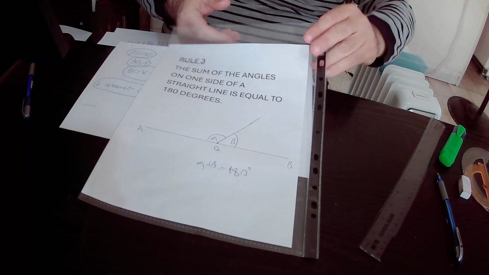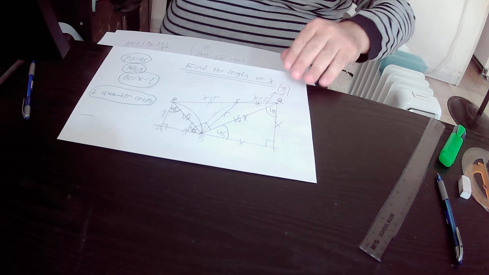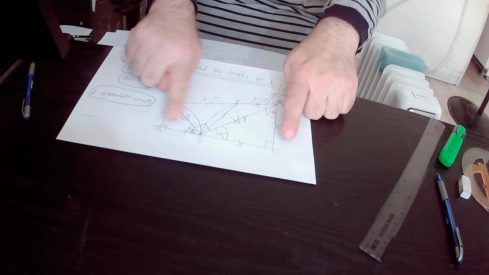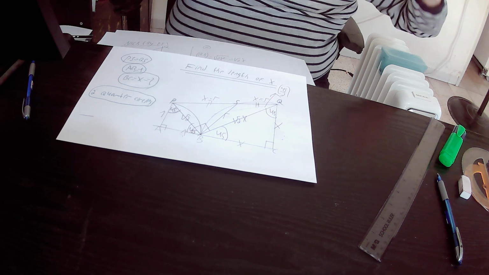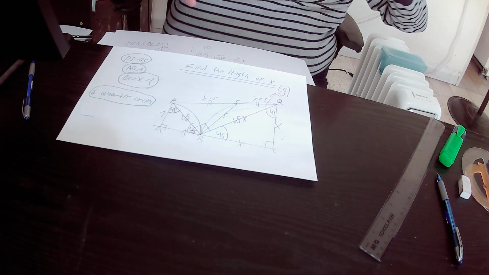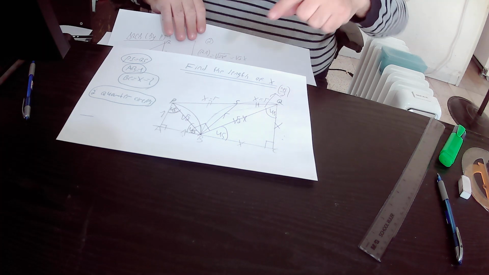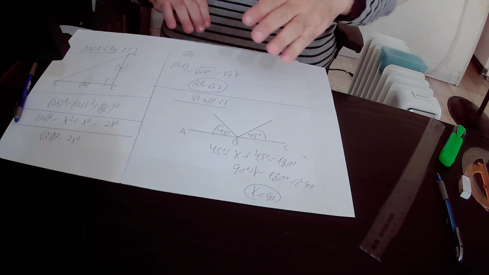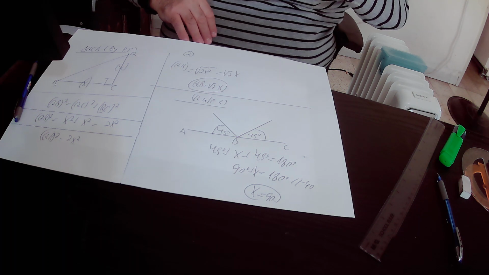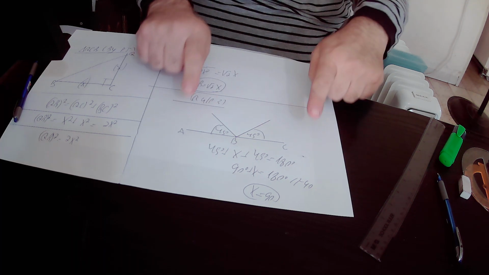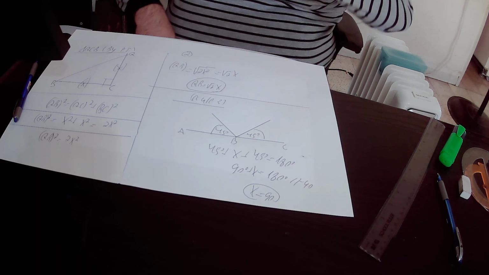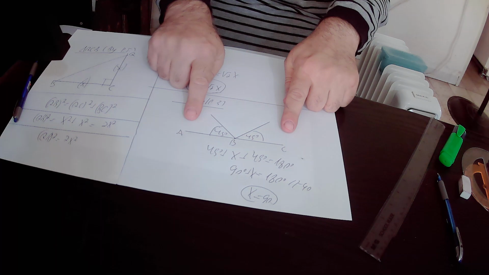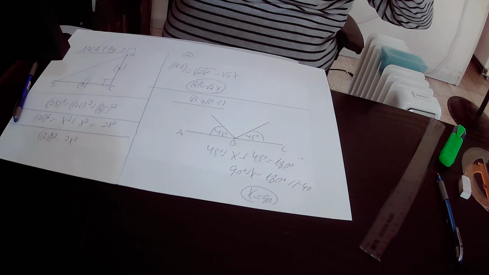Actually, we can implement rule number 3 in our drawing. Why? Because in our drawing, if you focus on the upper side of the straight line AC at point B, the sum of the angles must be equal to 180 degrees. So I copied the straight line AC with point B in a new page, and we implemented rule number 3 in the straight line AC. This is the straight line AC, and this is point B. We know that the sum of the angles on the upper side of the straight line AC at point B must be equal to 180 degrees.